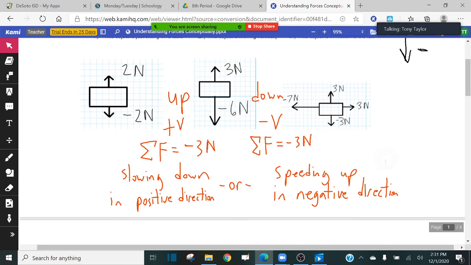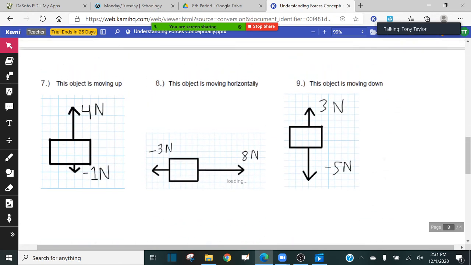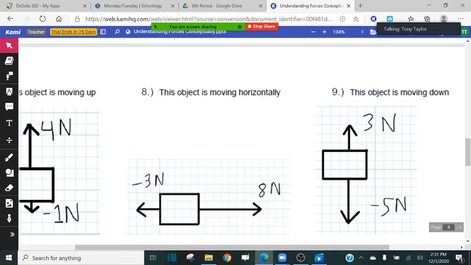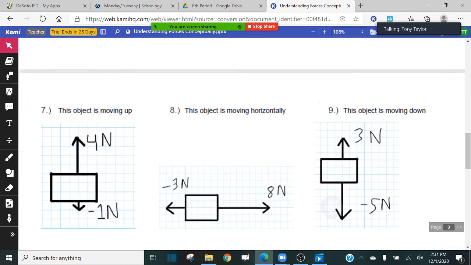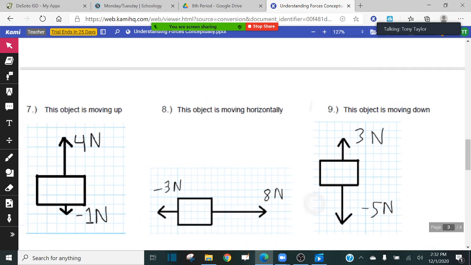Also, guys, when you move to the back here, if you look at number 8, number 8 is similar to number 2 in that you could have two possible responses, because we see the object moving horizontally. Remember, horizontally means the object could either be moving to the left or moving to the right. If it doesn't tell you definitively where the object is moving, you can have more than one response.